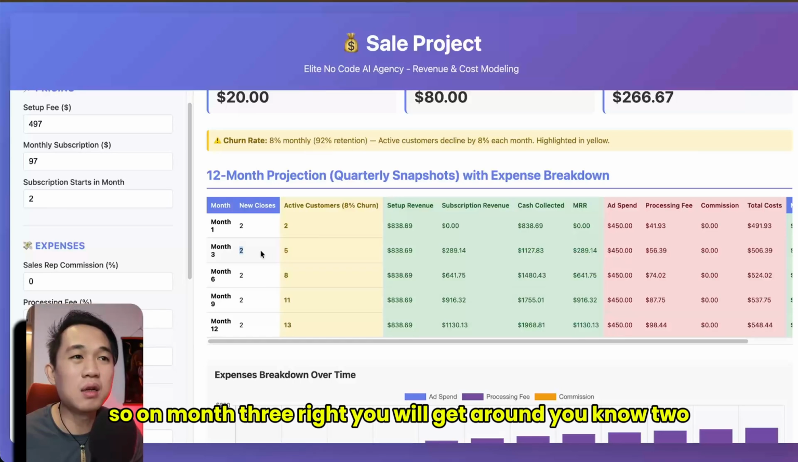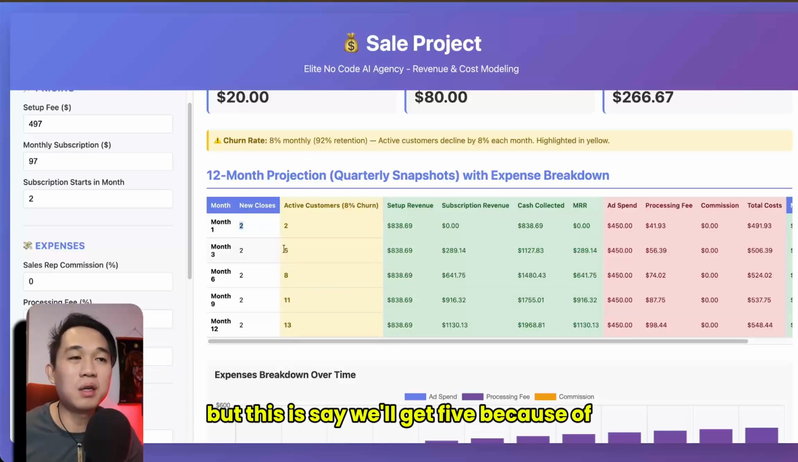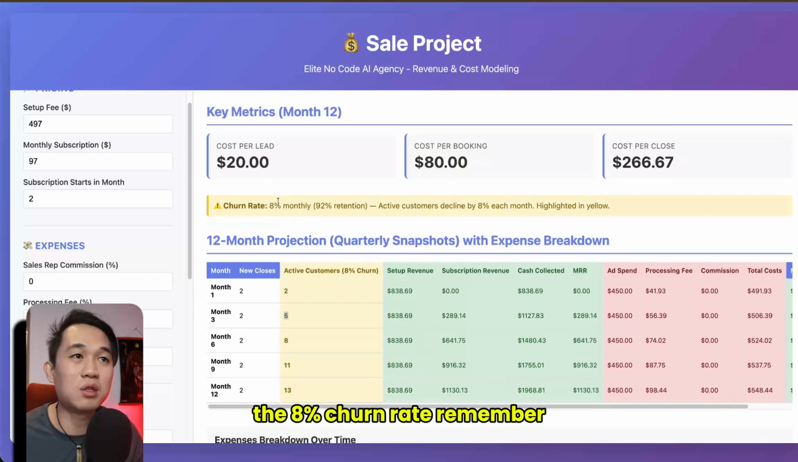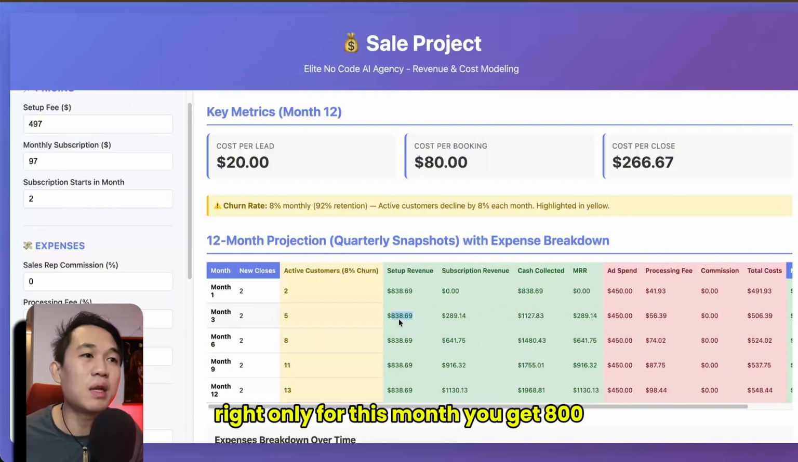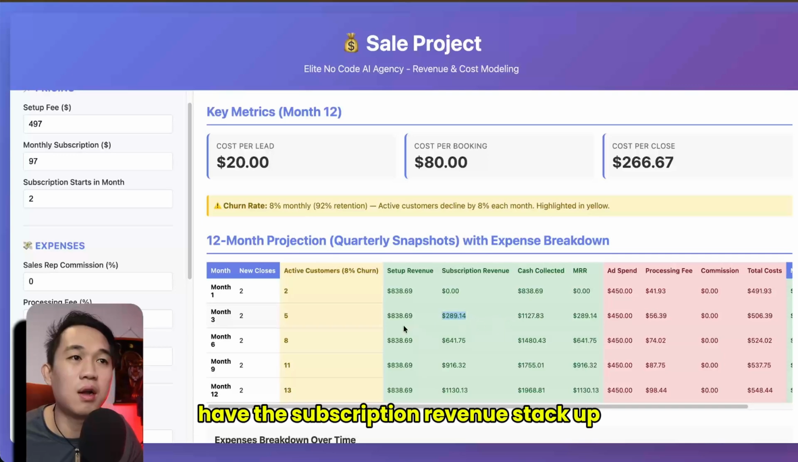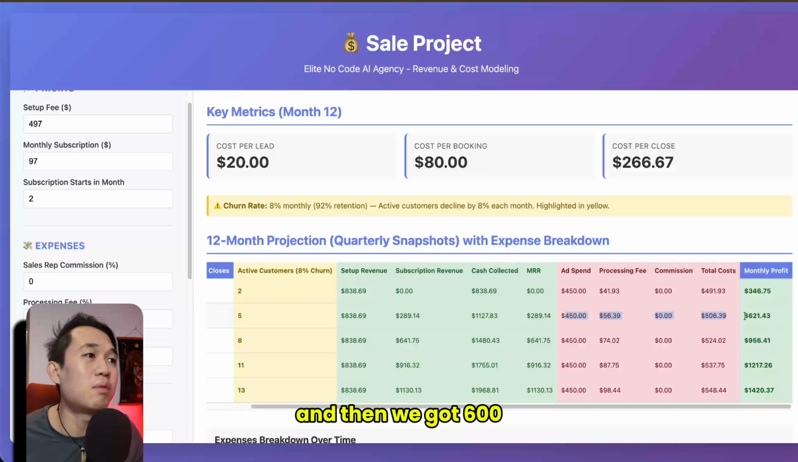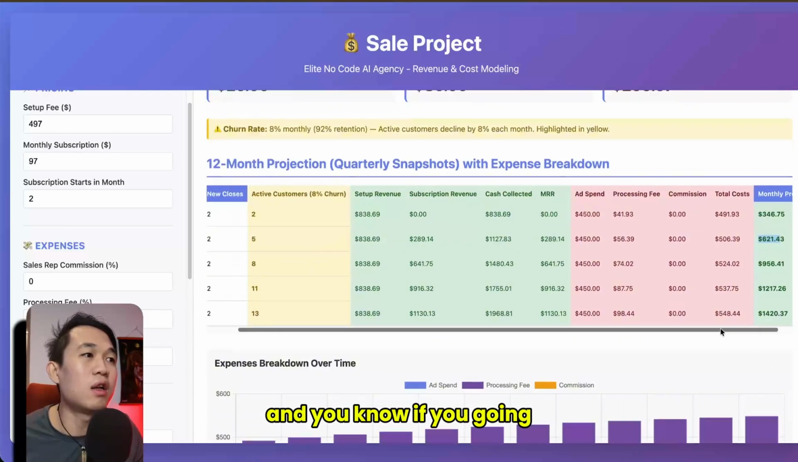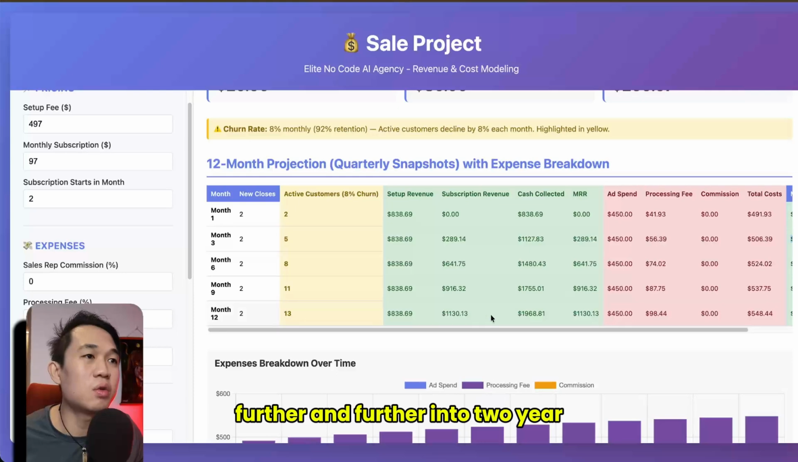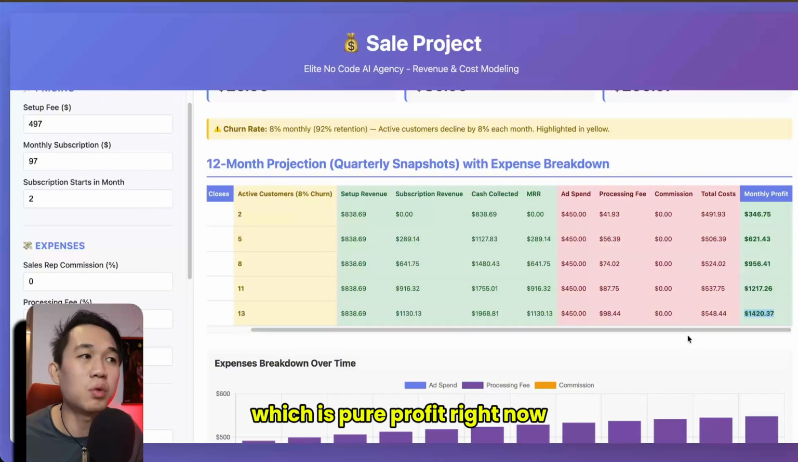So on month 3, right, you will get around 2. If you have 2 new clients each month, on month 3 you should get 6, but say we'll get 5 because of the 8% churn rate. Remember? All right, this is the revenue for this month. Only for this month you get 800, which is again 2 clients, and you have the subscription revenue stack up, and you can see here our expense remains the same, and then we got 600. And if you go further and further into 2 years, this recurring revenue really starts to stack up, and then you get this number, which is pure profit, right?